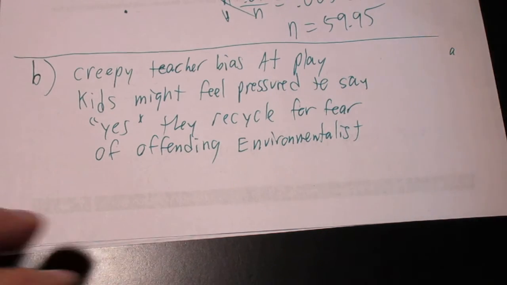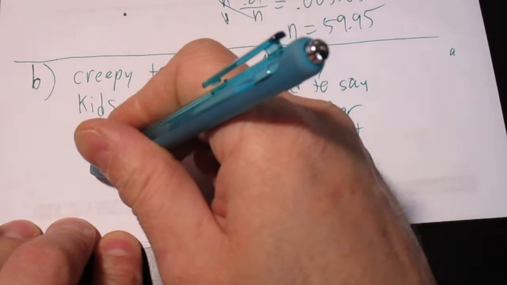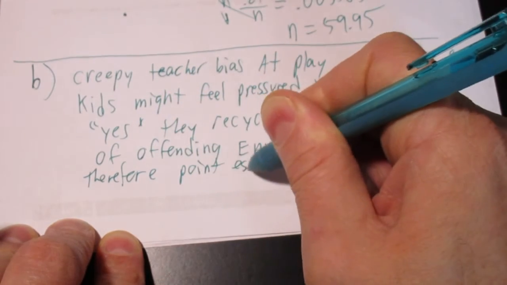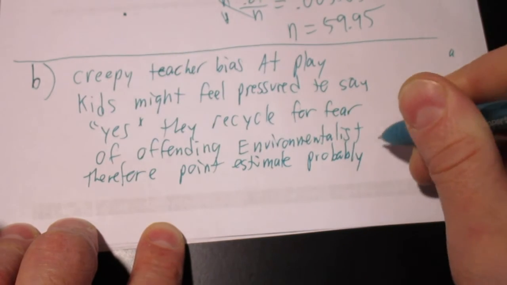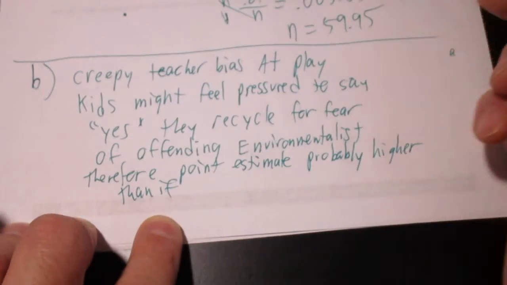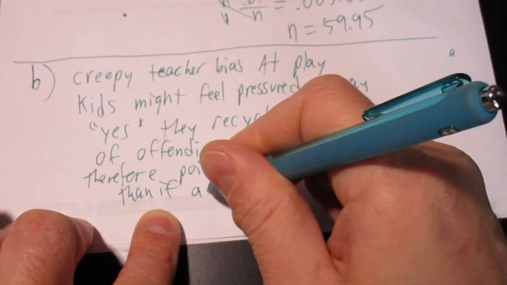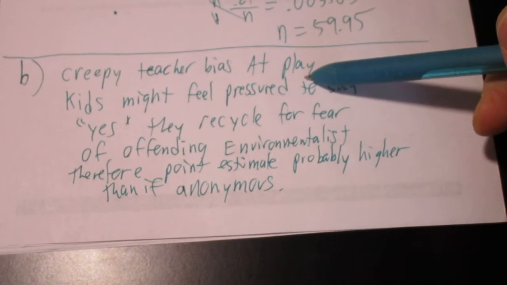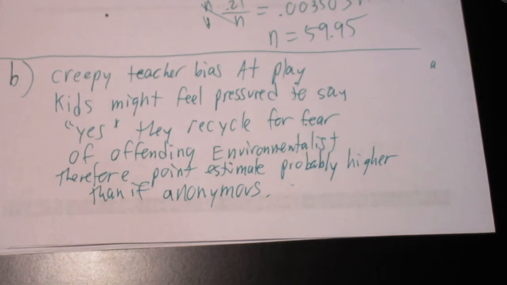And then, okay, so therefore I'm going to use the words they said, point estimate. Therefore, the point estimate is probably higher than if it was anonymous. I think that covers it. Talk about the bias, why the bias would affect the way they answer, and then how that's going to affect the results.